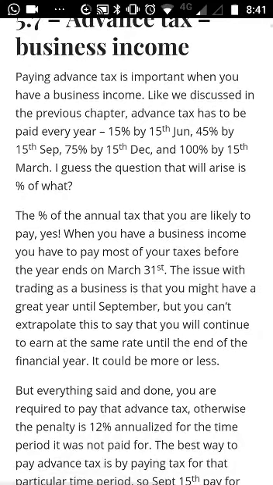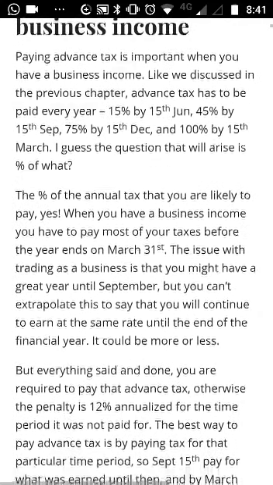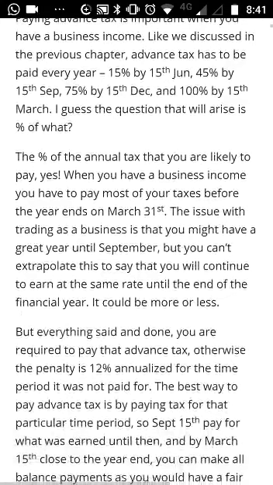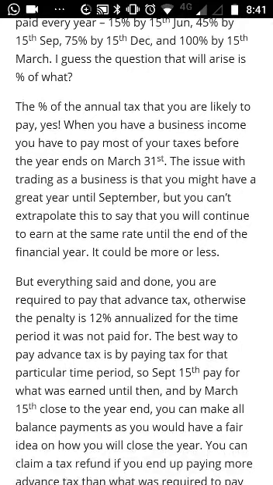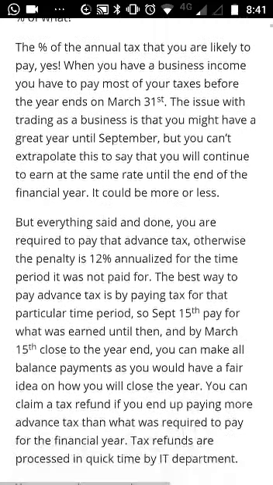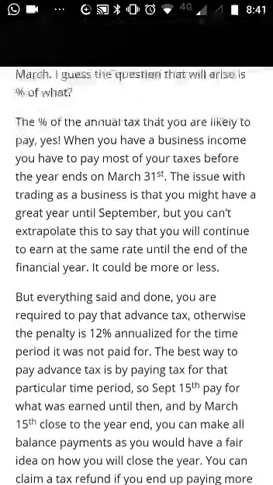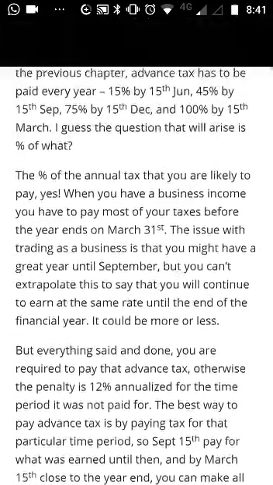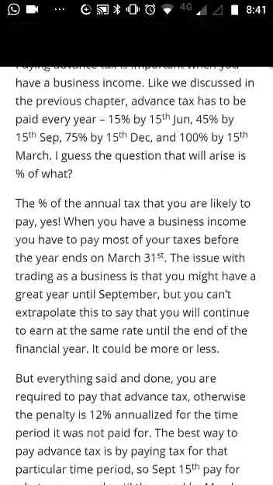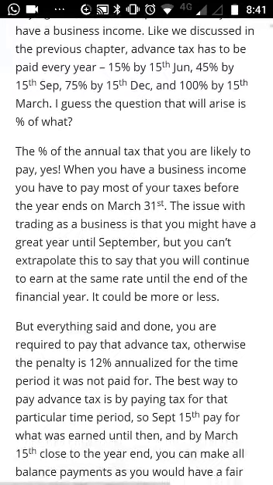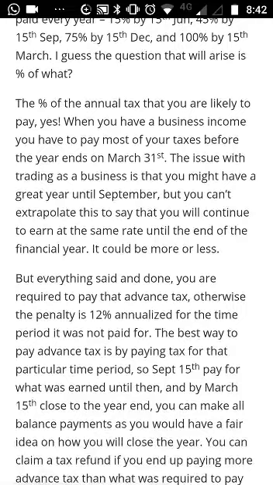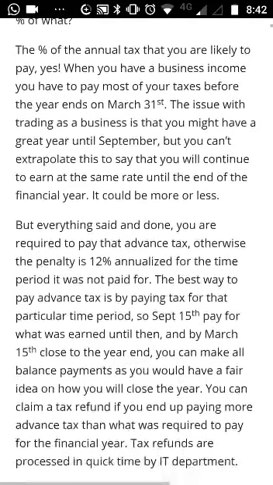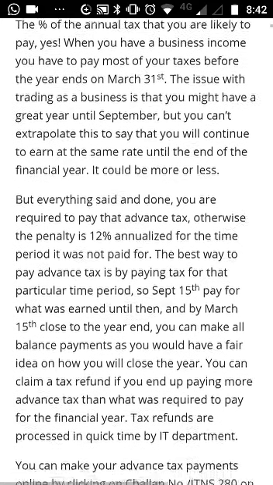There is also one important thing about advance taxes. Paying advance taxes is important when you have a business income. Like we discussed in the previous chapter, advance tax has to be paid every year: 15% by 15 June, 45% by 15 September, 75% by 15 December, and then 100% by 15 March. The question will be, percentage of what? Because you don't know how much you are going to make. It is the percentage of the annual tax that you are likely to pay. When you have a business income, you have to pay most of your taxes before the year ends on March 31st.